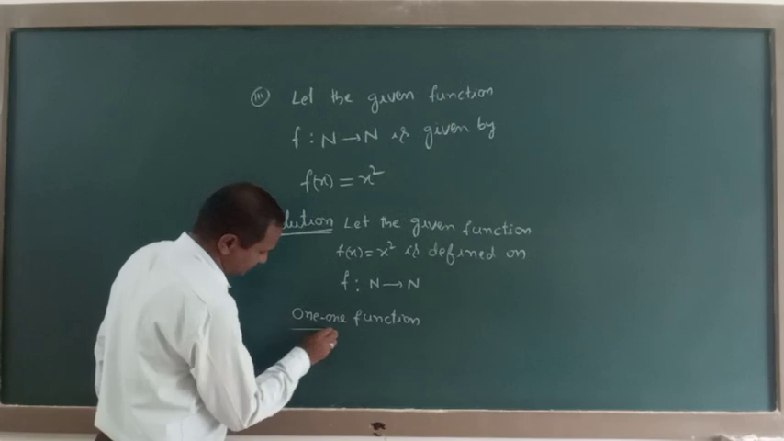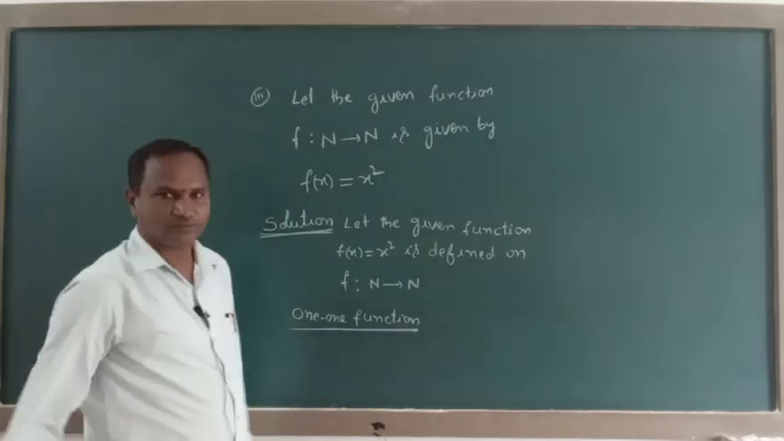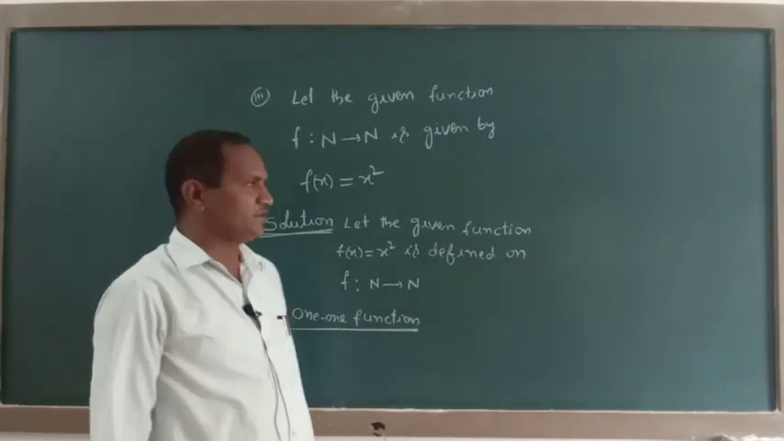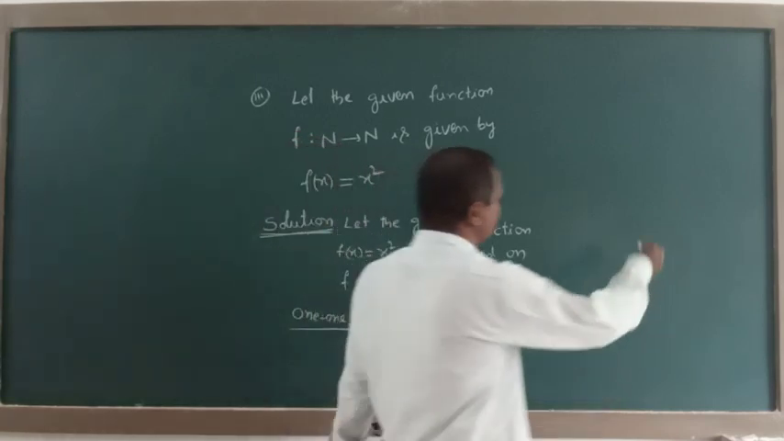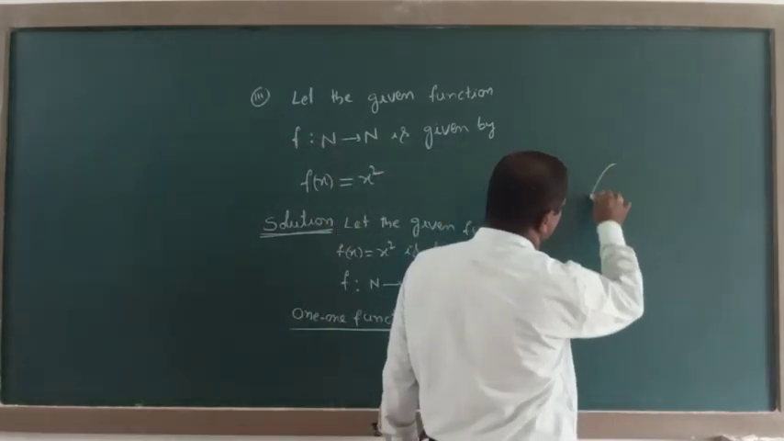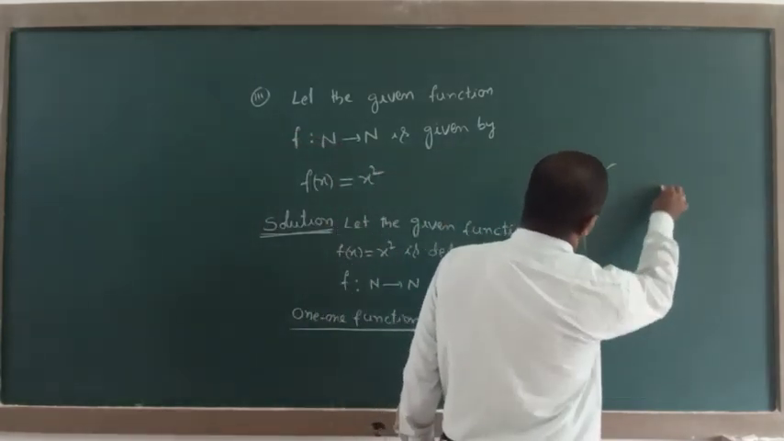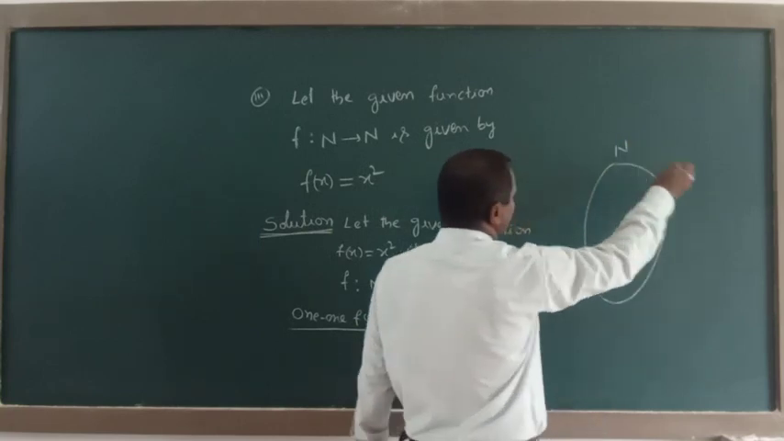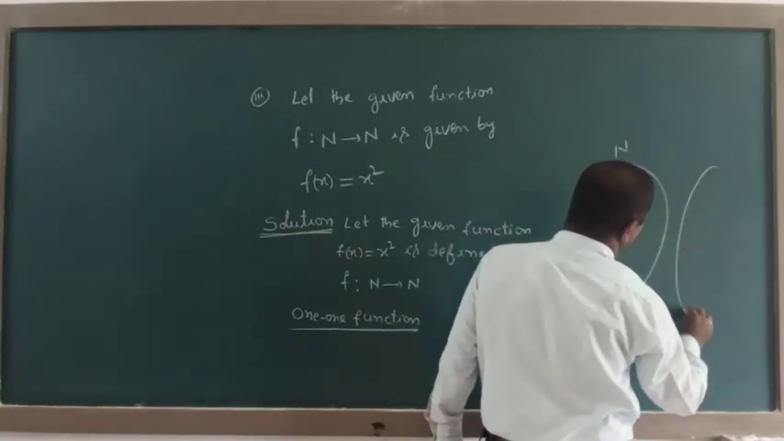How to check about this? One-one function is very simple. See, diagrammatically I am showing here. It is the set of all natural numbers. Here also, the set of all natural numbers.